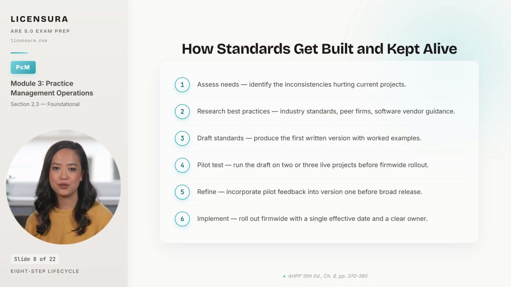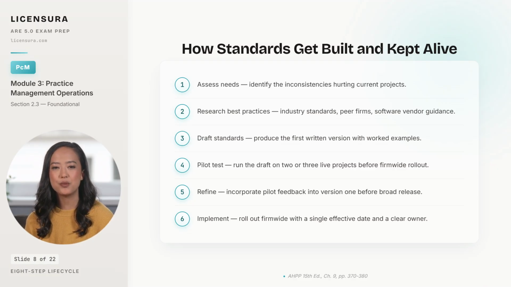Step 5. Refine based on pilot feedback before broad release, because rolling out a broken standard erodes credibility you may not recover. Step 6. Implement firm-wide with a single effective date and a named owner who is responsible for the document. Steps 7 and 8 follow. Train staff on the new standard with hands-on examples, and then maintain it. Annual review, version control, and updates triggered every time code or software changes meaningfully. Maintenance is the step that breaks most firms.